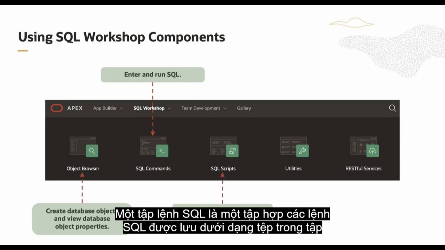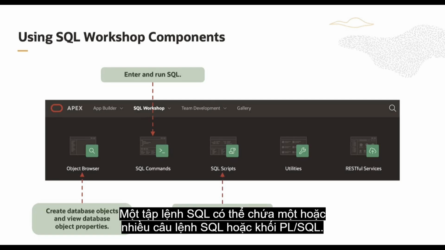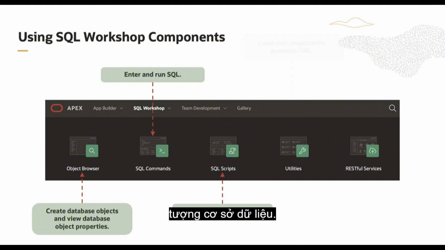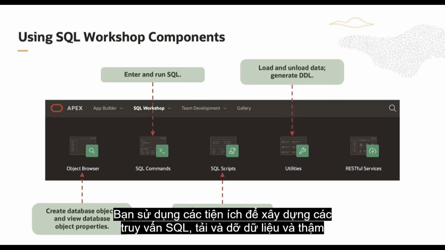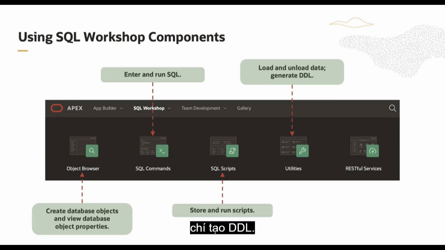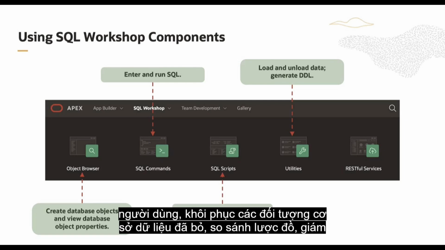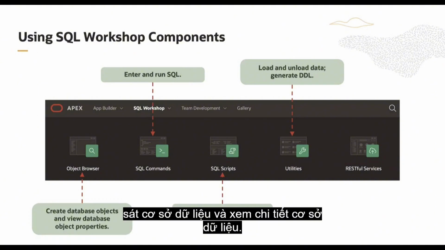A SQL script is a set of SQL commands saved as a file in the SQL script. A SQL script can contain one or more SQL statements or PL/SQL blocks. You use SQL scripts to create, edit, view, run, and delete database objects. You use utilities to build SQL queries, load and unload data, and even generate DDL. Apart from these, you can also view object reports, manage user interface defaults, restore dropped database objects, compare schemas, monitor the database, and view database details.